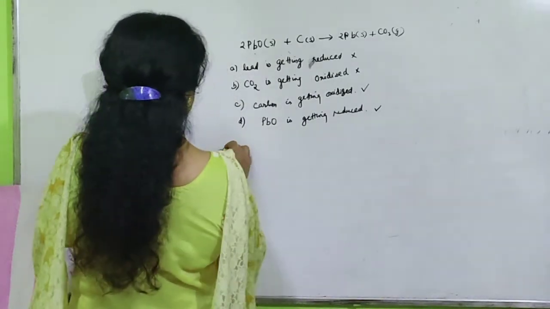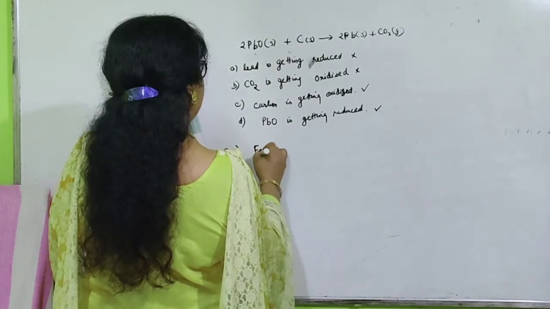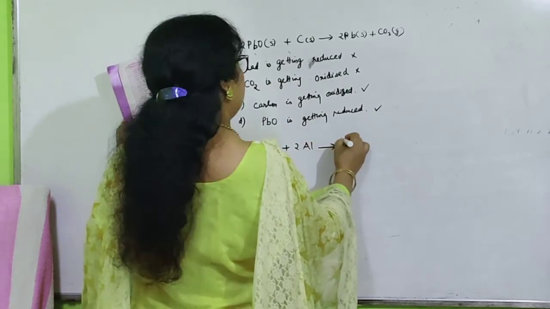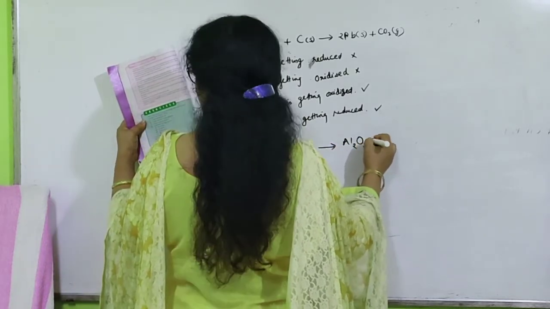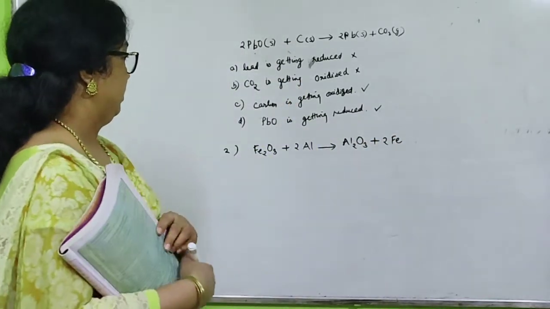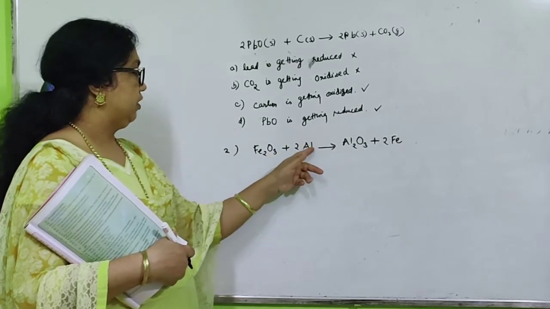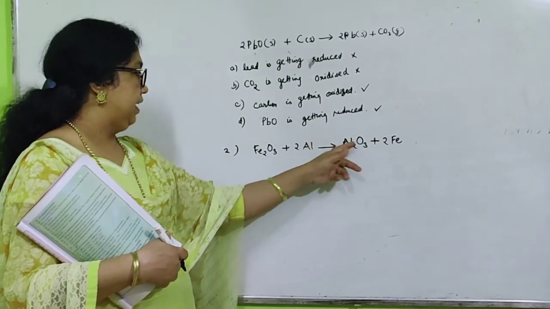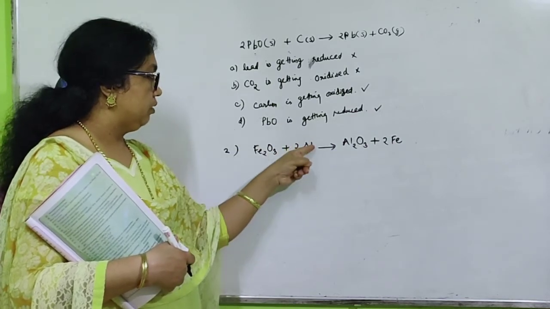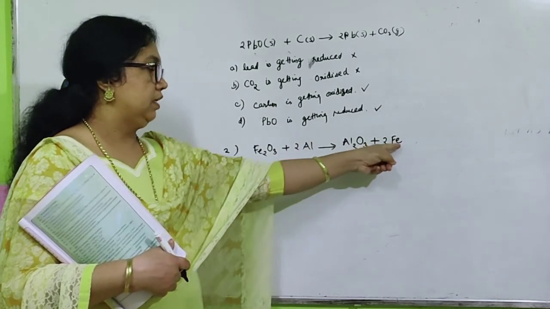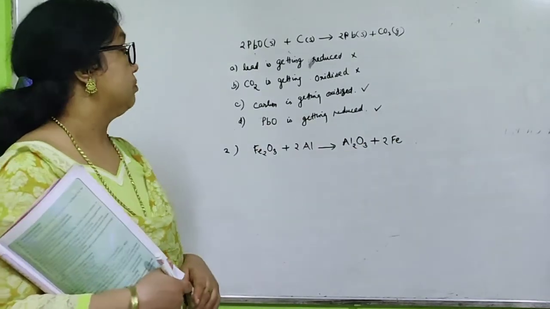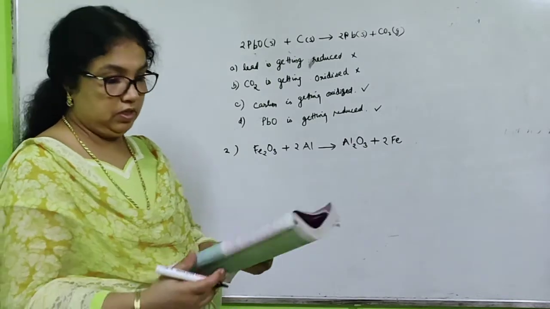Second, Fe2O3 plus 2Al gives Al2O3 plus 2Fe. This is the reaction. To Fe2O3, aluminum is added, then it becomes Al2O3. So from iron oxygen is removed, and aluminum gets aluminum oxide, and then iron. Which type of reaction is this? It is a displacement reaction. Then look at the options.